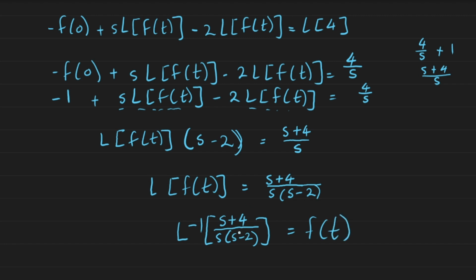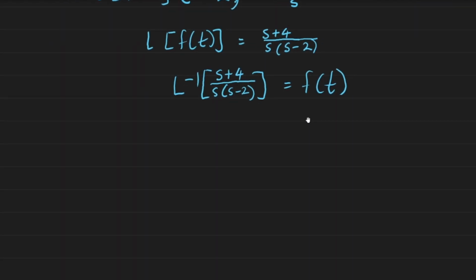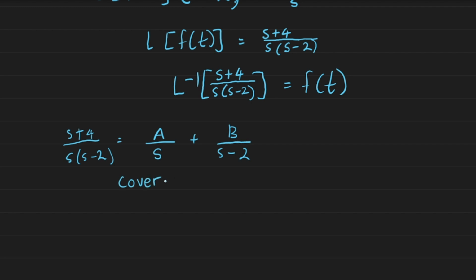And to find this term, I simply need to use partial fractions. So we are now going to split this expression using partial fractions. So we have (s plus 4) over s into (s minus 2). This is equal to A over s plus B over (s minus 2). We had spoken in the previous video about using the cover-up rule as a shortcut to finding these kinds of coefficients A and B. So that's what we're going to use.